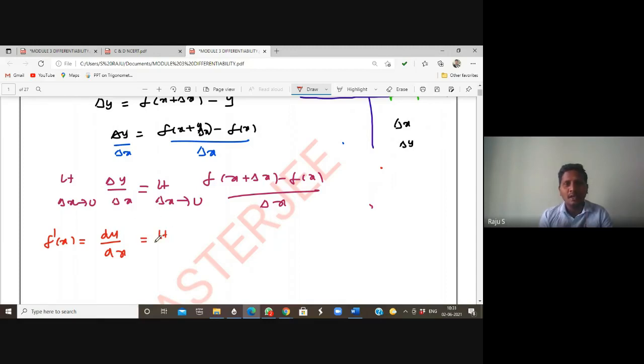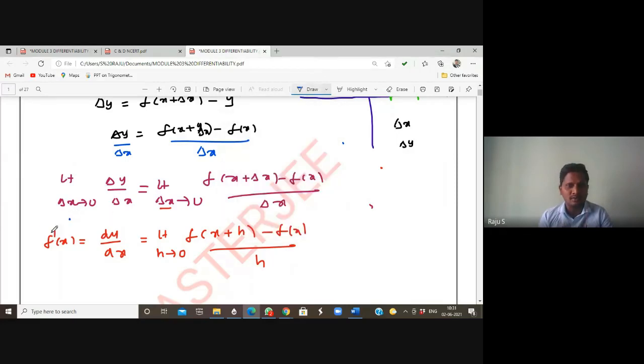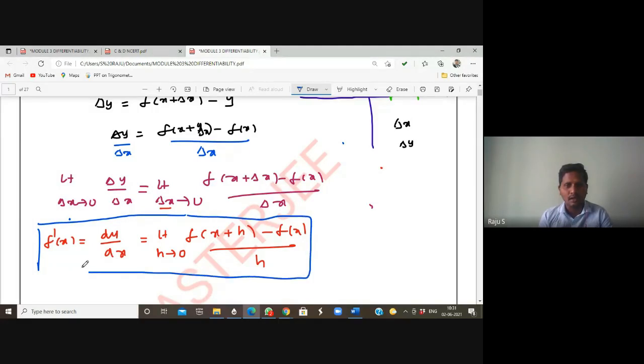Here, for the sake of convenience, I want to take this delta x as h. Now h tends to 0, f of x plus h minus f of x, by h. This is the first principle of calculus that you already studied in class 11. So the rate of change of y with respect to x is given by dy by dx.